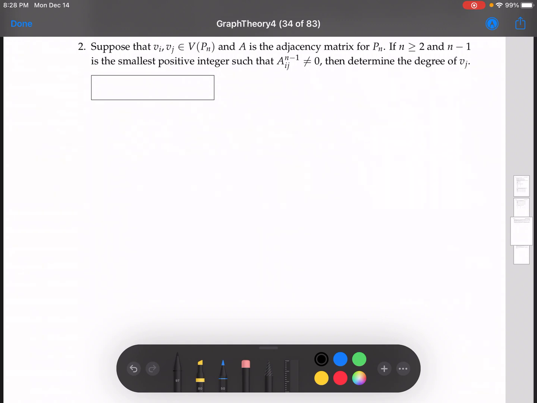All right, with this problem, let's first look at an example. So we're dealing with Pn in this problem. So we'll look at P5, the path graph on 5 vertices.